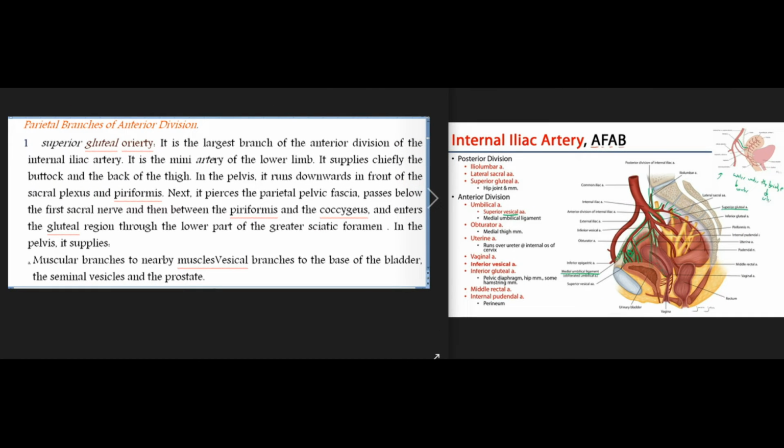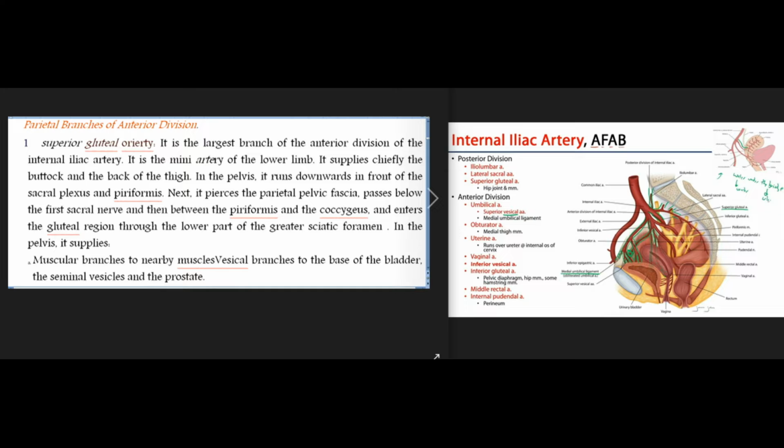Parietal branches of anterior division. 1. Superior gluteal artery. It is the largest branch of the internal iliac artery. It is the main artery of the lower limb. It supplies chiefly the buttock and the back of the thigh. In the pelvis, it runs downwards in front of the sacral plexus and piriformis. Next, it pierces the parietal pelvic fascia, passes below the first sacral nerve and then between the piriformis and the coccygeus, and enters the gluteal region through the lower part of the greater sciatic foramen.